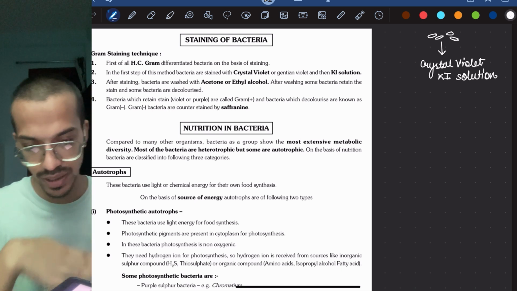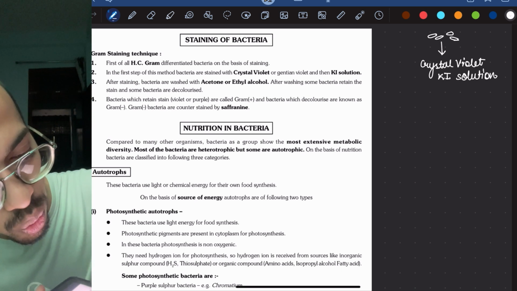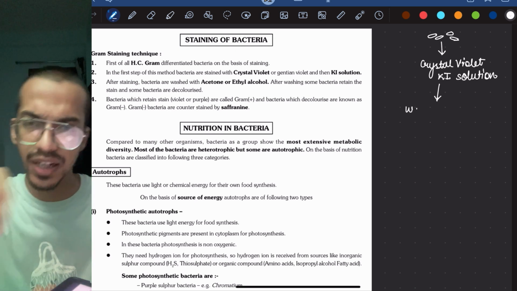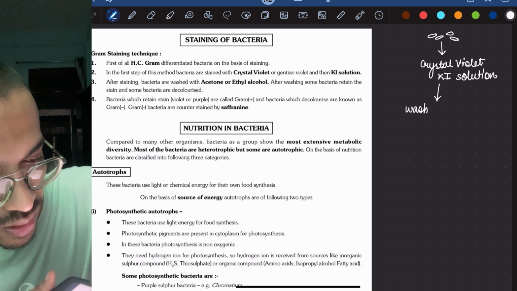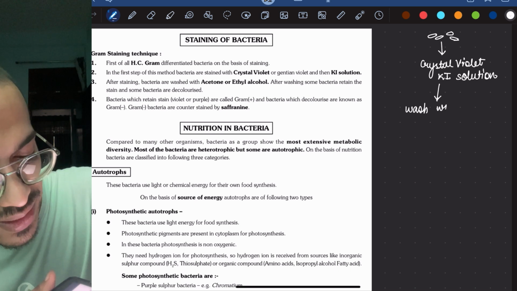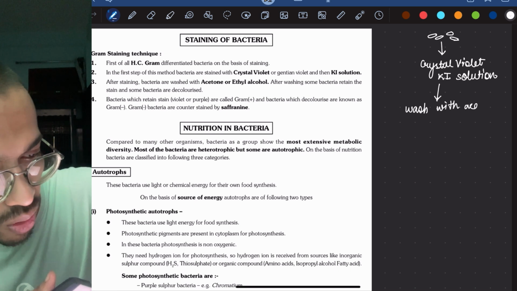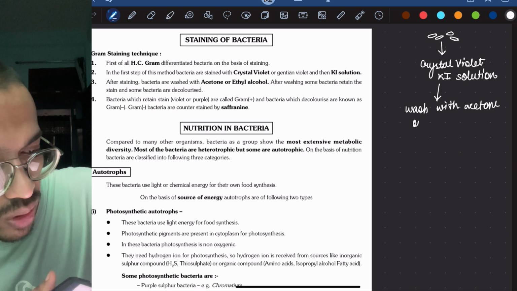And then he washed it. Okay, then he washed it after keeping it for a few minutes. He washed it with acetone or ethyl alcohol.